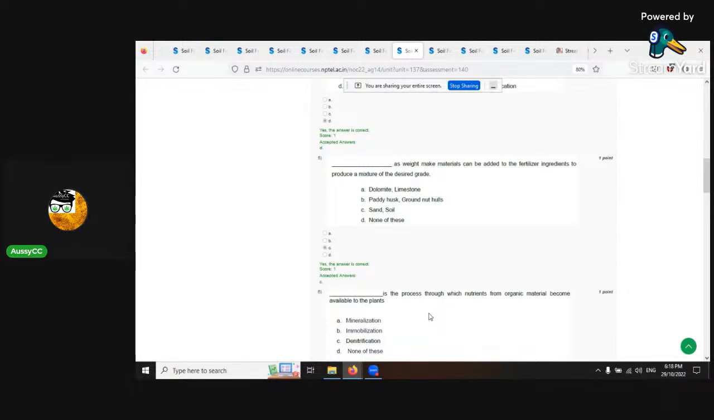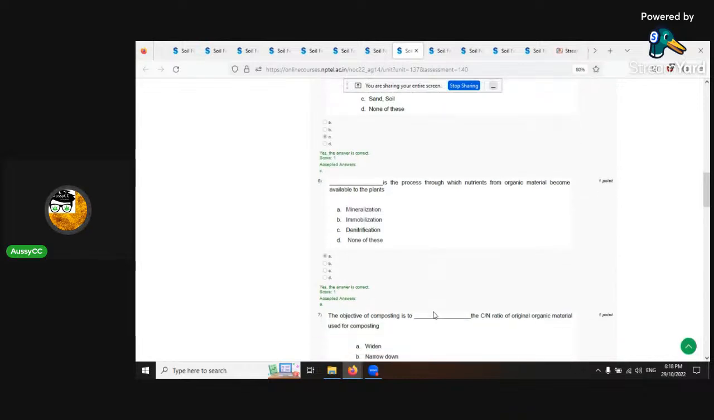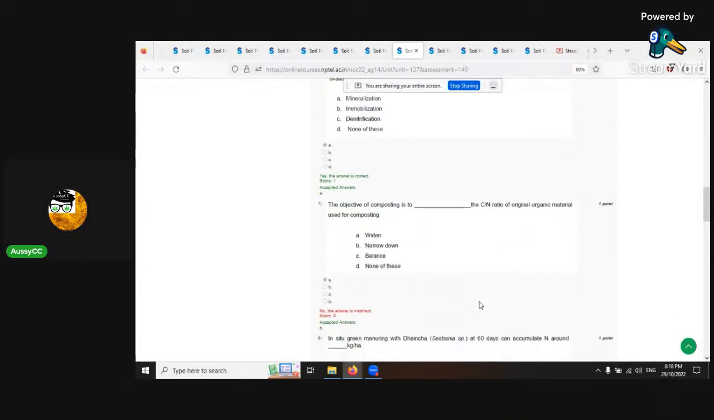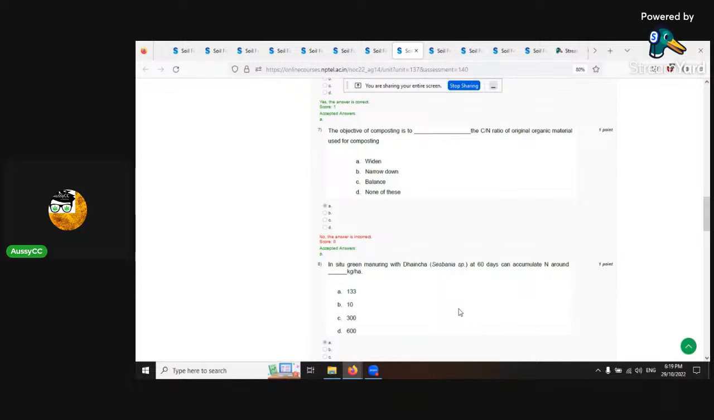In the process by which nutrients from organic matter become available to plants, it's when they're available, they mineralize. The objective of composting is to narrow down the C/N ratio. In situ green manuring with the species at 60 days can accumulate 133 grams per hectare of nitrogen.